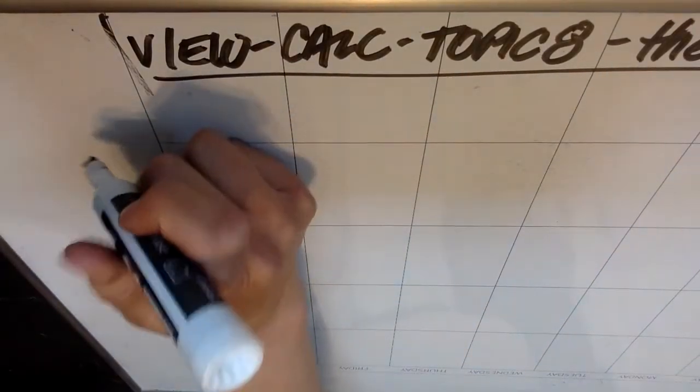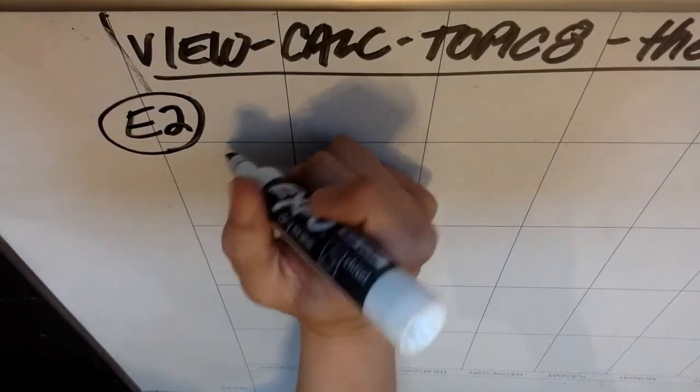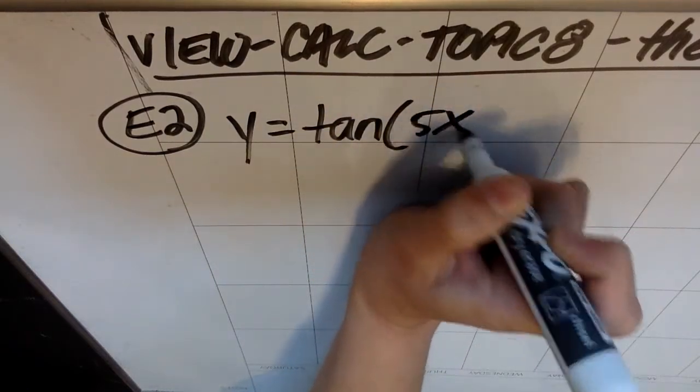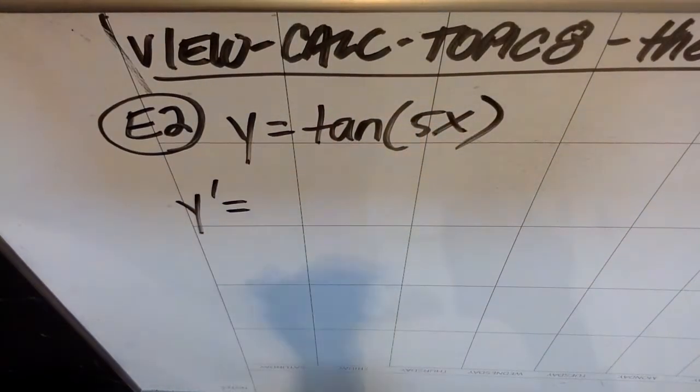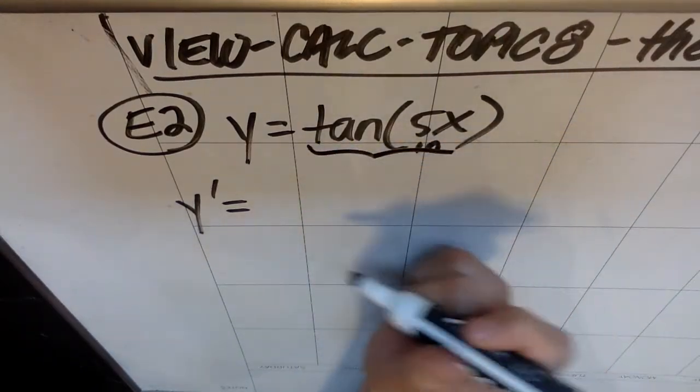Sorry for that brief pause, I just had a moment where I spotted a typo in my own work. So for example 2, I have y equals tangent of 5x. So my y prime is going to be, again, I have this inside function in the parentheses, and I have this outside function that's tangent.